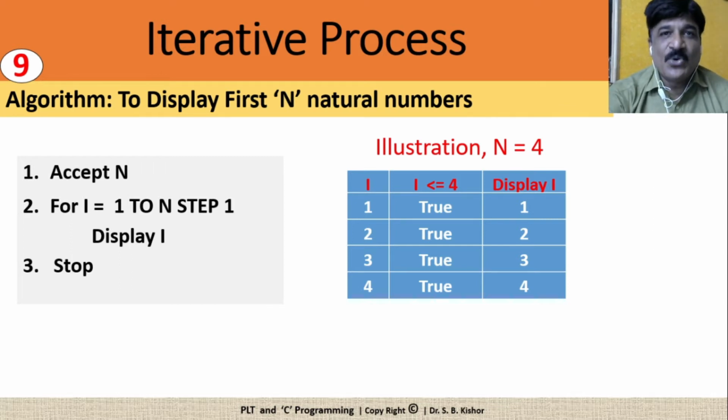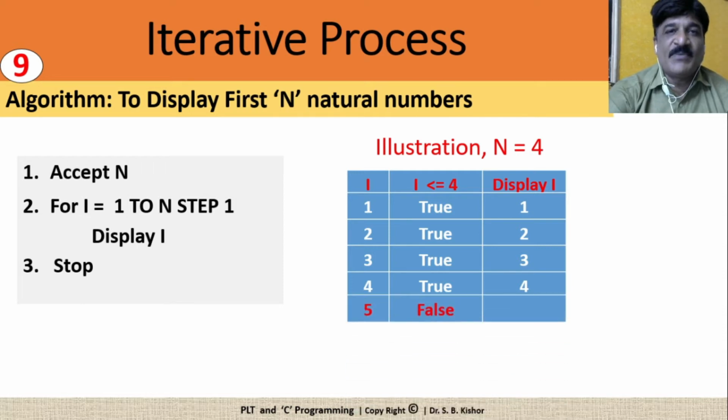4 is less than 4, no, it is equal, so the condition is still true. So display the value of I, that is 4. Then the value of I will become 5. 5 is less than 4, no, the condition is false. So control will be transferred to the next statement. In this case it is a stop. Now this algorithm will print the first n natural numbers, and the value of n in this case is 4, so it will display the first 4 numbers. If it is 10, then it will display 10 numbers. If the value of n is 20, then it will print the first 20 natural numbers.